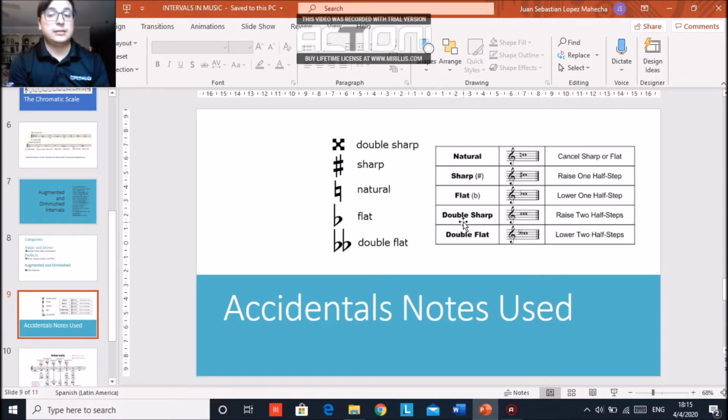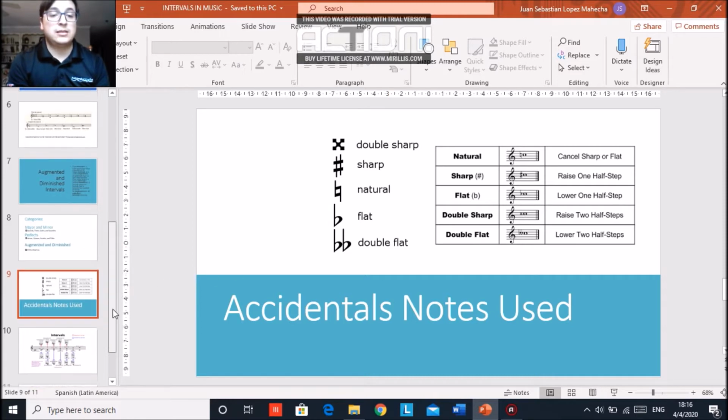And here, this is new for you all. So the double sharp raises two half steps from the original note. And a double flat is the same but lowers two half steps from the original note. Okay, keep in mind those because they are very common on augmented or on diminished intervals.